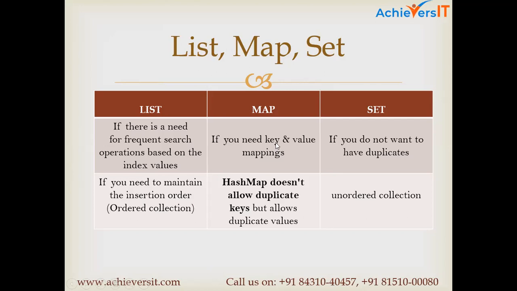And when it comes to map, if you need key and value mappings, then you should go for map. Also, hash map doesn't allow duplicate keys, but allows duplicate values. So based on these features, and based on the requirement, you need to choose accordingly which one to use for your project logic.